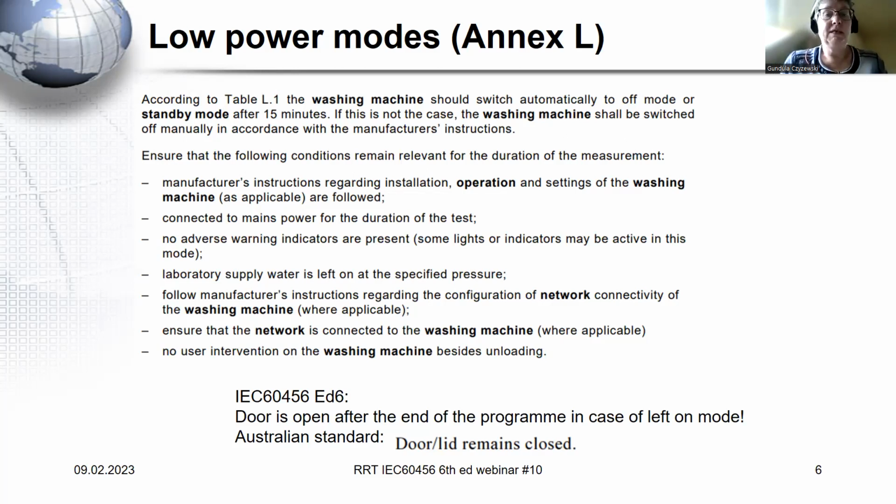And there's a couple of side elements that need to be checked. So the machines should always stay connected to the main power for the duration of the test. There should be no warnings, no error indications or things like that. The laboratory supply water is left on at the specified pressure as we have it in our standard. And when it comes to network connectivity, for sure you have to follow the instructions of the manufacturers. This, by the way, was the topic that caused most of the issues in a recent European round-robin test.